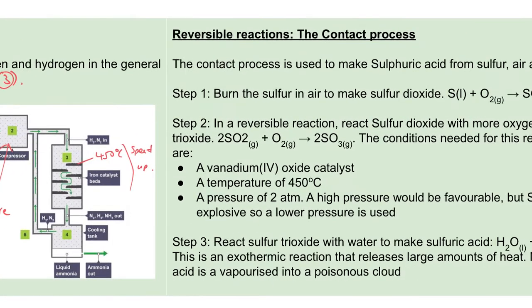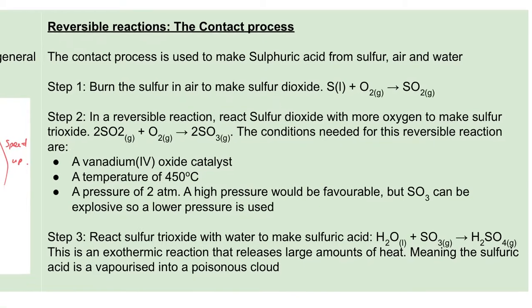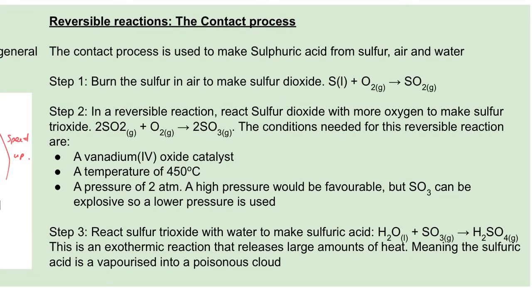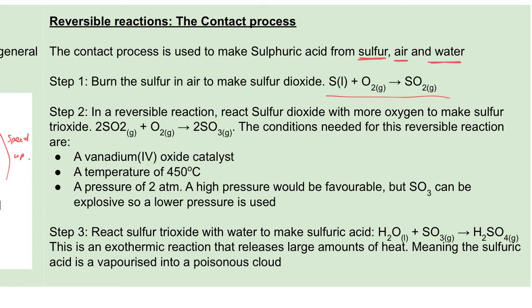I've then got the contact process. So again, you need to know these 3 steps and the equations. So the first thing we need to know is these 3 things. These are my raw materials. So we make sulfuric acid from sulfur, air and water. And in step 1, the first thing I do is burn the sulfur and air to make sulfur dioxide. Okay? And that sulfur dioxide leads to acid rain. Because it leads to acid rain then, I'm going to make sure that I keep it airtight.